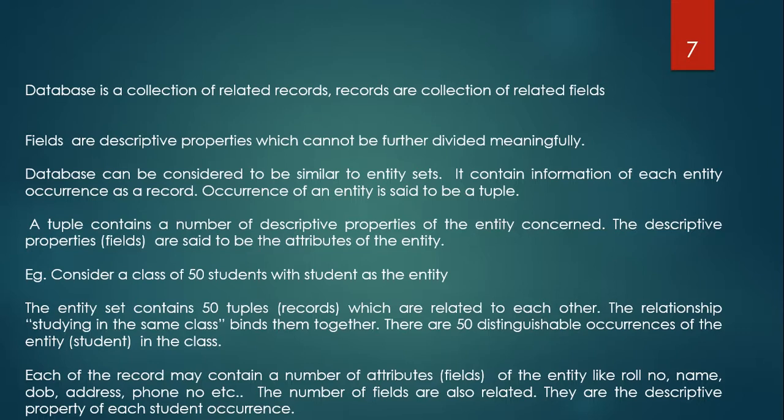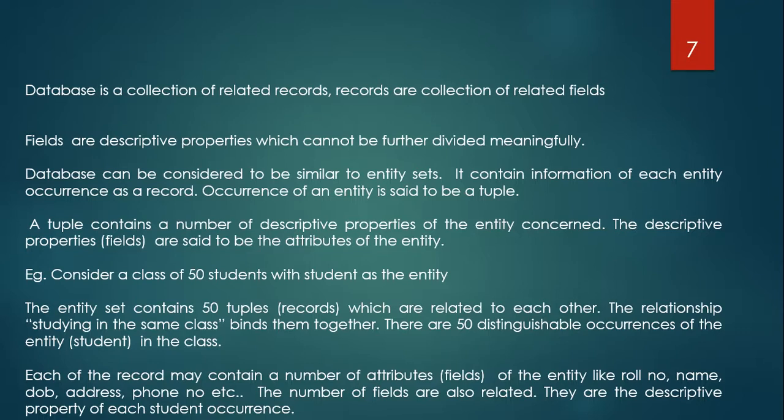That means if you have 50 students in your class, then there are 50 occurrences of the student entity, and each student entity occurrence is said to be a record. That means if there are 50 students, then there are 50 tuples, that is, 50 records. A tuple contains a number of descriptive properties of the entity concerned, because the record contains a number of fields. Similar to that, a tuple contains a number of attributes. The descriptive properties or fields are said to be the attributes of the entity.